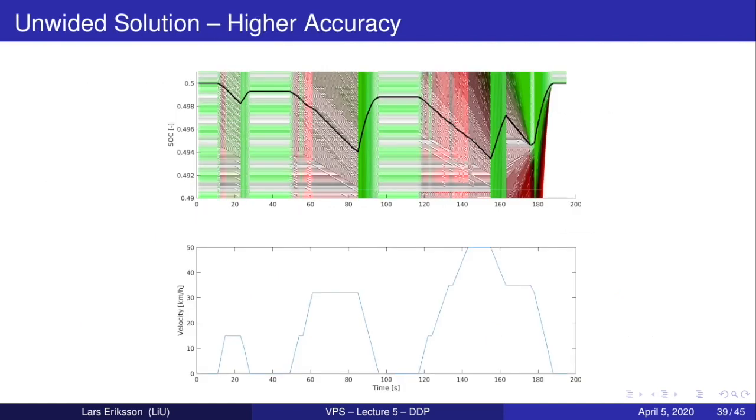So here we have the unwinded solution with the higher accuracy, and you can see that it has significant difference from the previous solution that was shown in the video. In the next slide, we will look at this solution together with the sparsest one and with solutions that have even higher resolution for the state of charge.